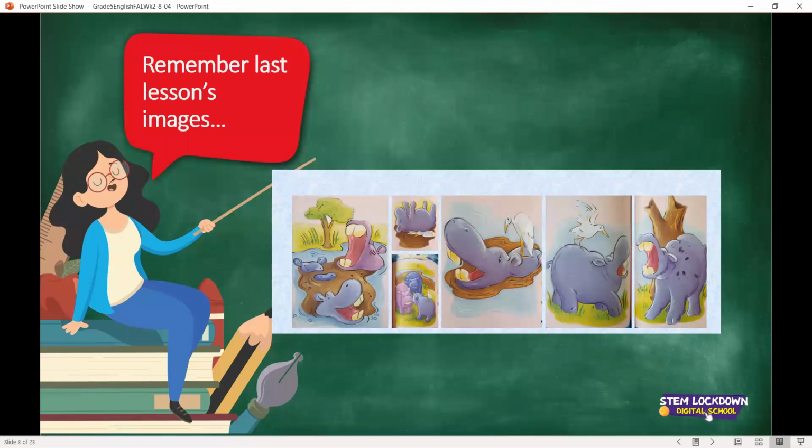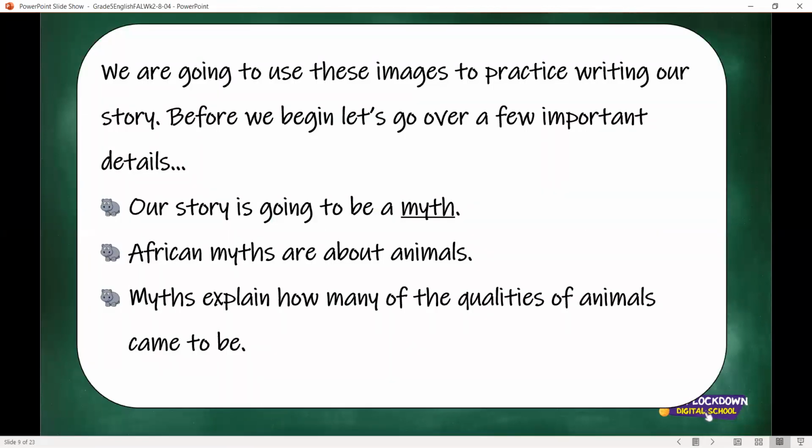Okay, so you're not writing the story just yet. We're just going to visualize at the moment. Right, this is what we are going to do. We are going to use these images to practice writing our story. And before we begin, I'm going to go over a few important details.